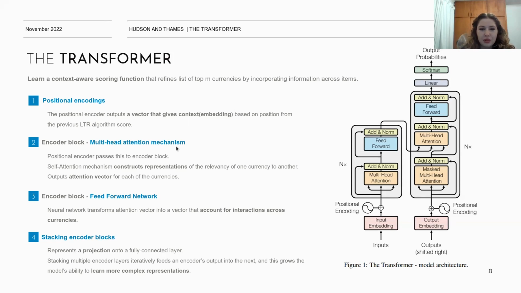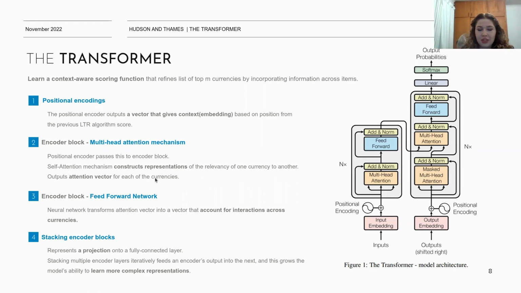Cool. So over here we have multi-head attention, and it's based on what's called a self-attention mechanism, which constructs representations of the relevancy of each currency to one another, or each asset. And again, it outputs a vector for each of the currencies.